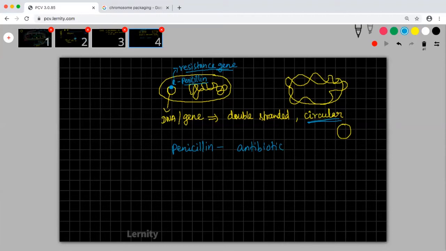Eukaryotes will not have plasmids. Only bacteria will have plasmids. Human cells will not have. Okay, so this penicillin antibiotic resistance is given. So what will happen? Say for example, this bacteria is there. I am going to put penicillin. This bacteria will not die. So why is it not dying? Because it is having this gene of penicillin resistance.